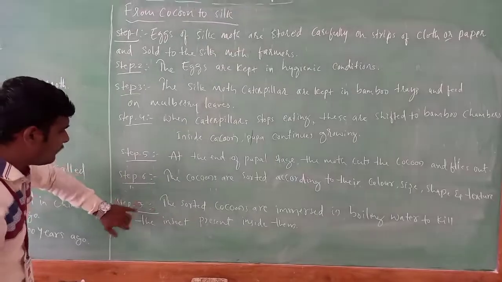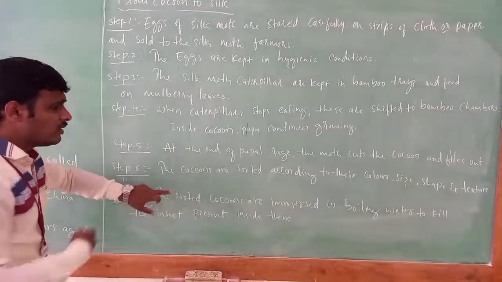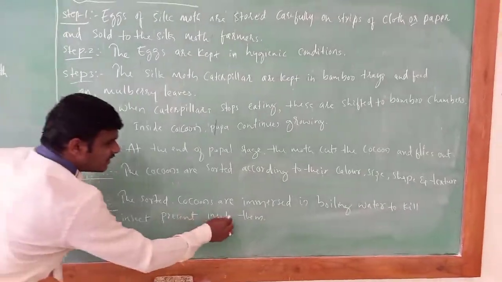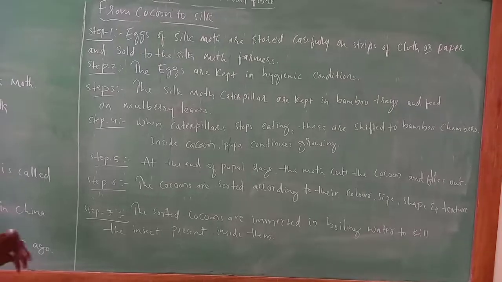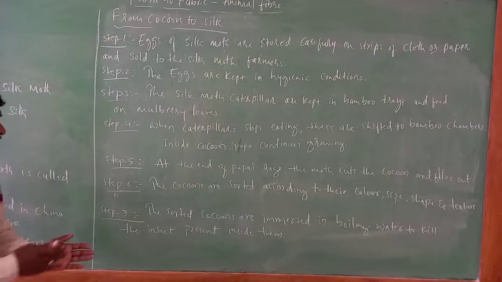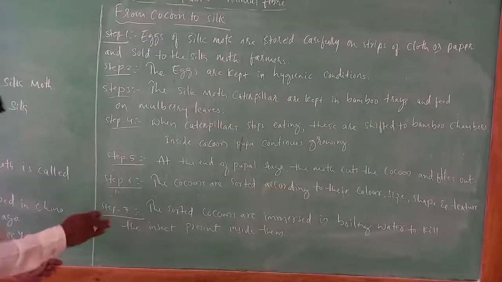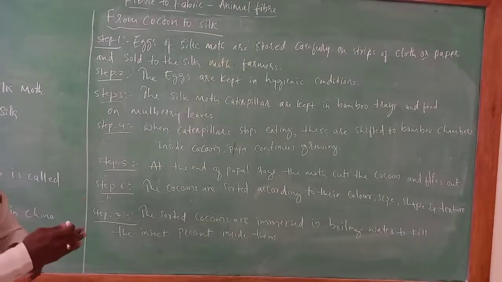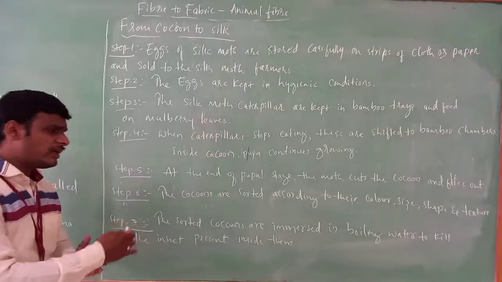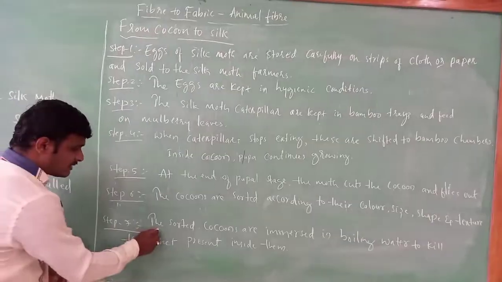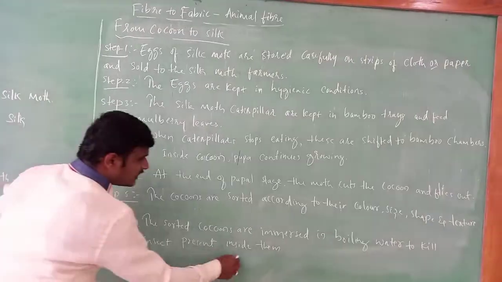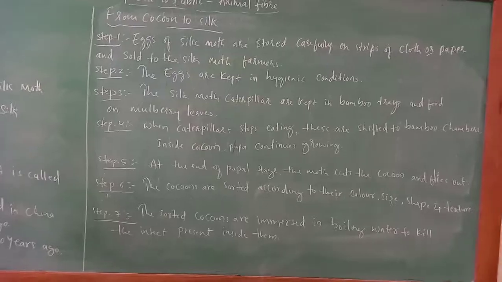So in the seventh step, the sorted, that is the collected, cocoons are immersed in boiling water to kill the insect present in the cocoon. If we do not immerse these cocoons in boiling water, the moth present in the cocoon will eat the cocoon, and we will be unable to get the silk. So in the seventh stage, the sorted cocoons are immersed in boiling water to kill the insect present in the cocoon.